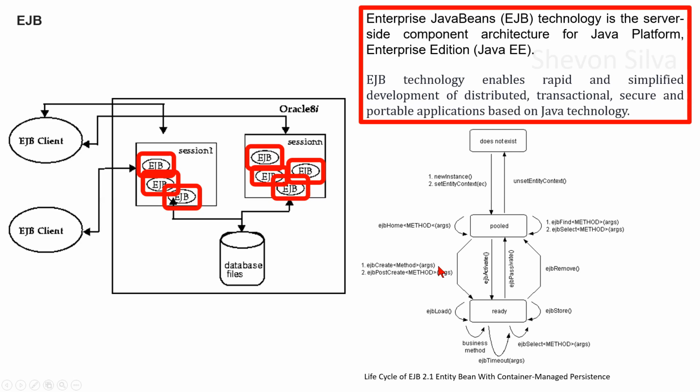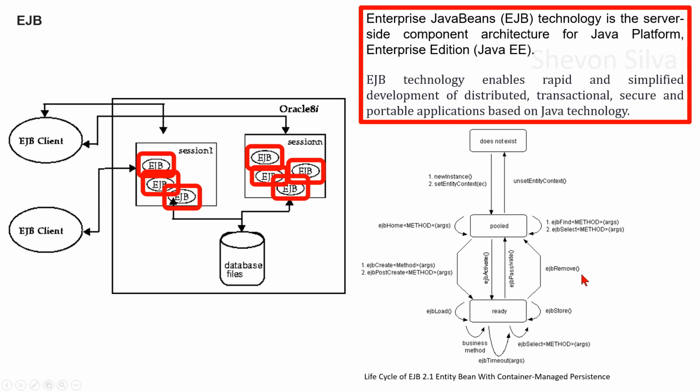ejbPostCreate: the container invokes this method after the environment is set. For each ejbCreate method, the ejbPostCreate method must exist with the same arguments. For an entity bean with container managed persistence, you can leave this implementation empty or use your implementation to initialize parameters within or from the entity context.